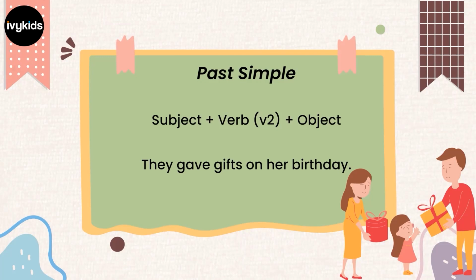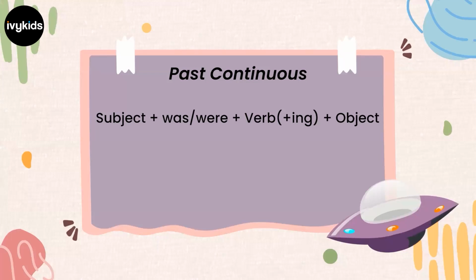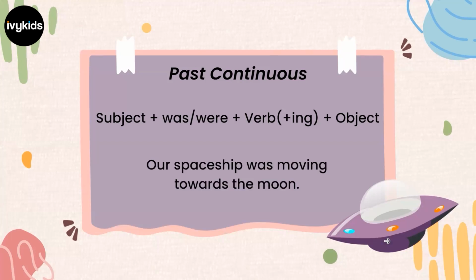Right? Moving on to the next form, that is past continuous. Subject plus was or were as the helping verb, then verb, then we add ing to it, and then we write object. Past continuous tense talks about an action that was going on in the past time. Okay? It was happening sometime in the past. That time we use past continuous. For example, our spaceship was moving towards the moon.